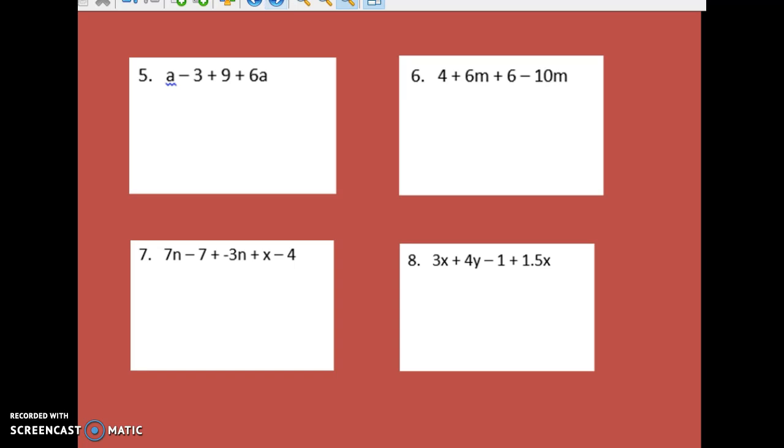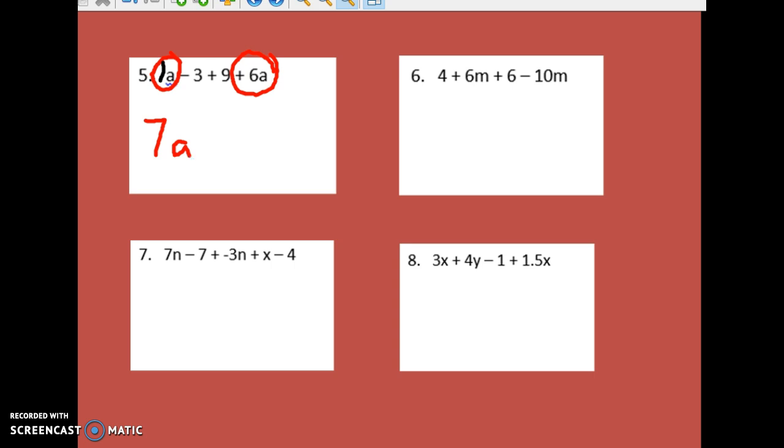All right, problem number 5. This time you'll see that we have 4 items that we have to combine and simplify. So I start with the A. Think back, how many A's is that? There's no number, so yes, we assume that it's 1A. So we have 1A, and then we look for anything else that also has an A. The negative 3 does not, the 9 does not, but the 6 does, so I'm circling that. So I add 1 plus 6 to give me 7, and it's an A, so I include the A.